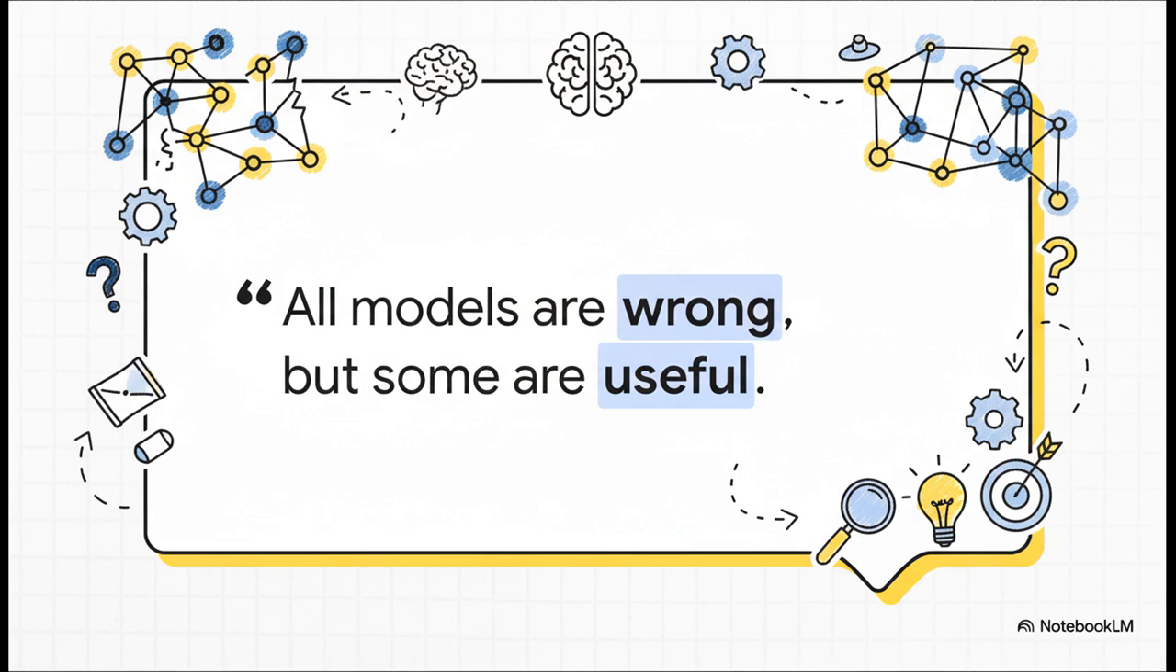Okay, so the foundation for this whole conversation really comes down to this one simple, powerful idea from the statistician George Box. All models are wrong, but some are useful. This is the absolute starting point for any serious talk about AI. It means we have to accept right from the get-go that no model is ever going to be perfect. And that's the first step to actually managing its risks.